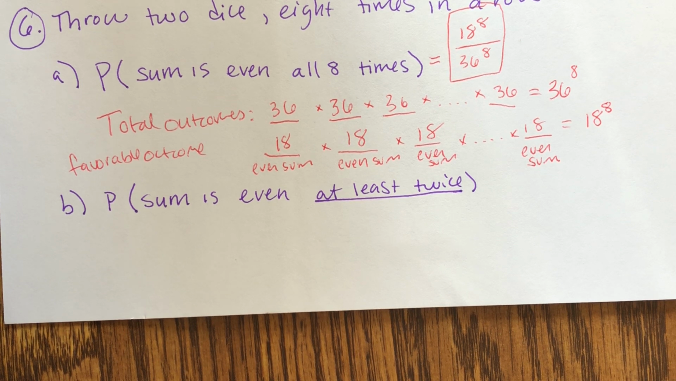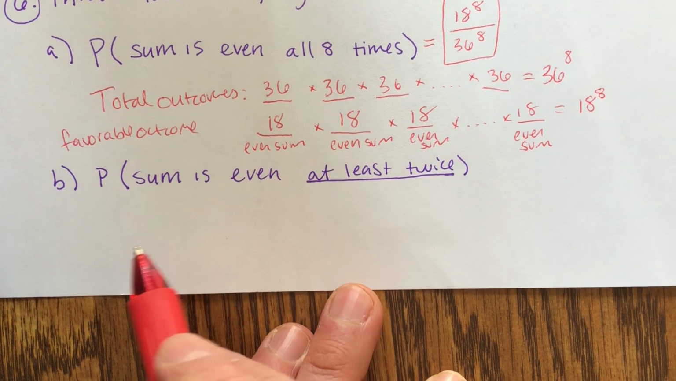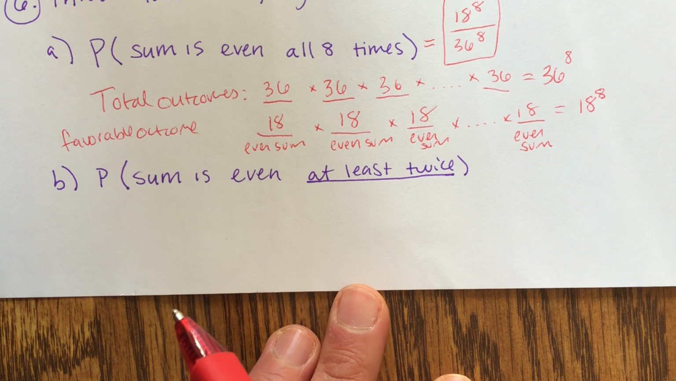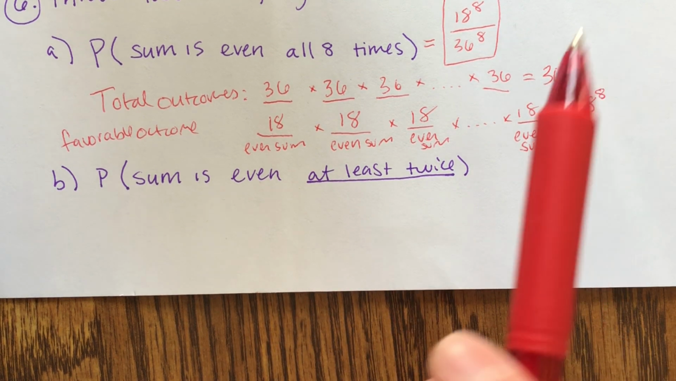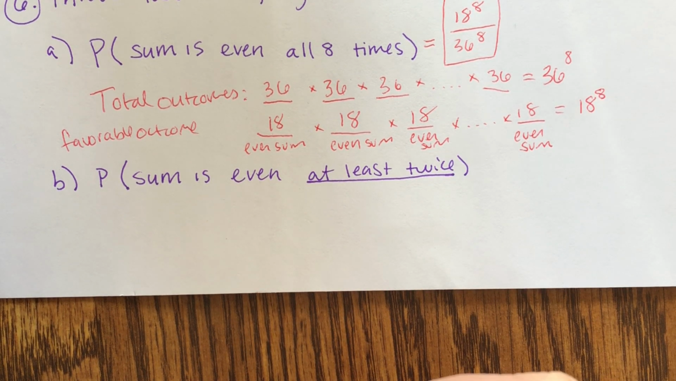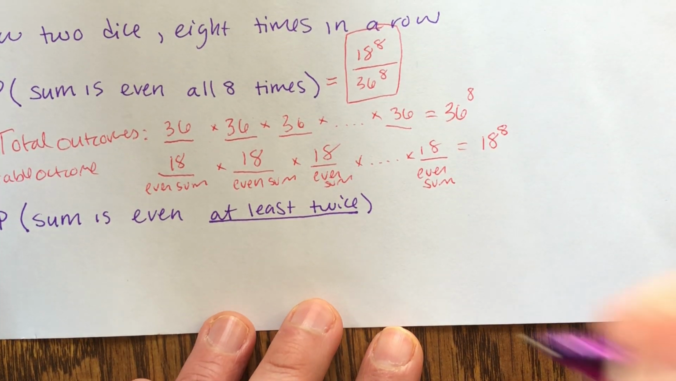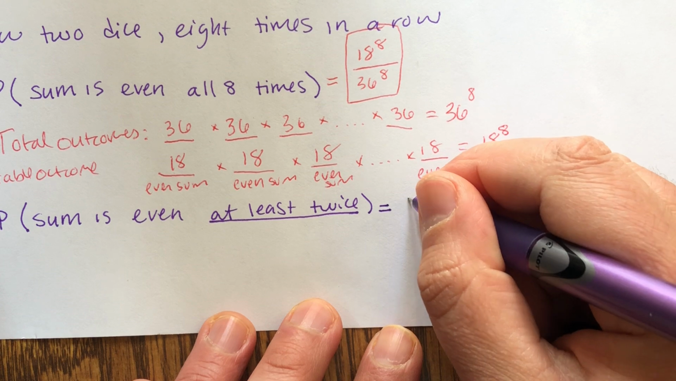So this is one of those problems where it makes more sense to find the probability that this doesn't happen. Find the probability that the sum is not even at least twice, meaning find the probability that the sum is even once or 0 times, and subtract that from 100%, right? Subtract that from 1.